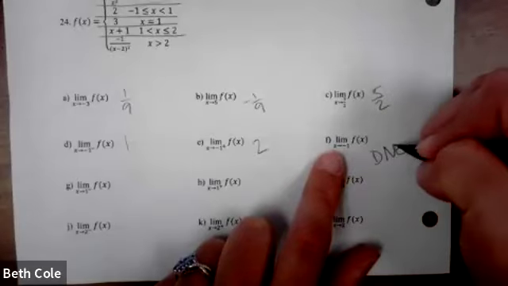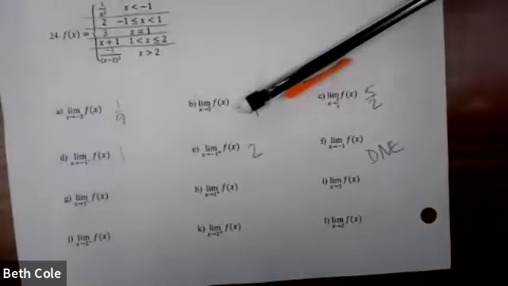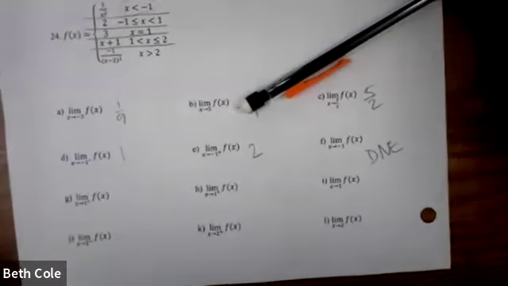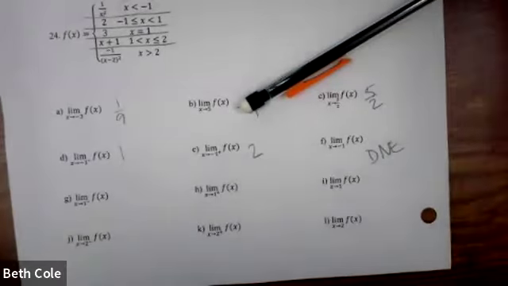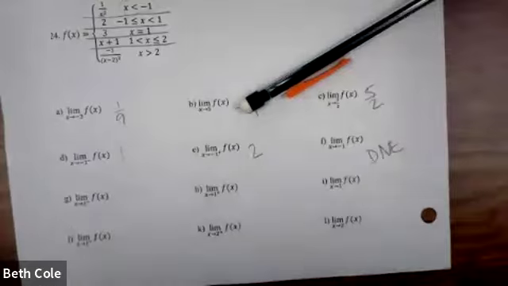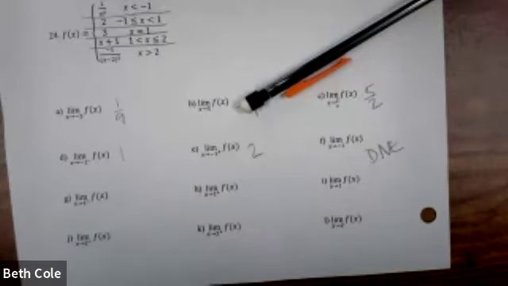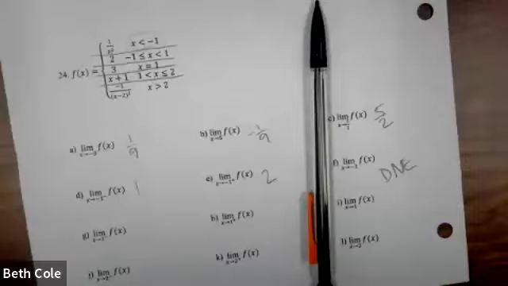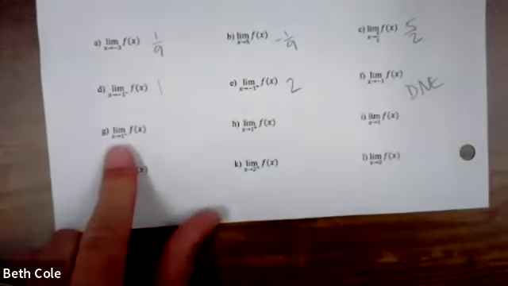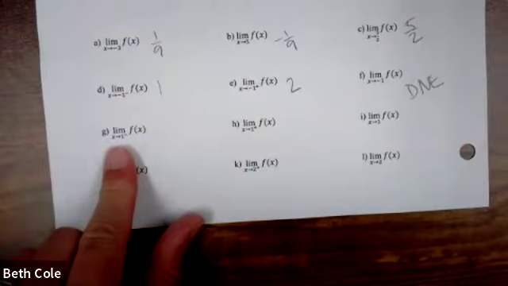DNE, does not exist. And what kind of discontinuity would there be there? Use your imagination. This side goes to 1, this side goes to 2. Jump, is that removable or non-removable? Non-removable. Good job, guys. Perfect. Removable is like you just removed a point. If it's actually broken and you have a gap, you can't fix it by just putting a point back in. Yeah, a hole would be removable because you just removed it.